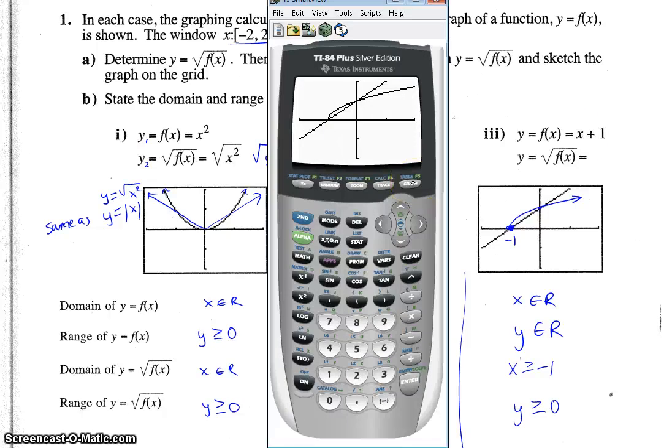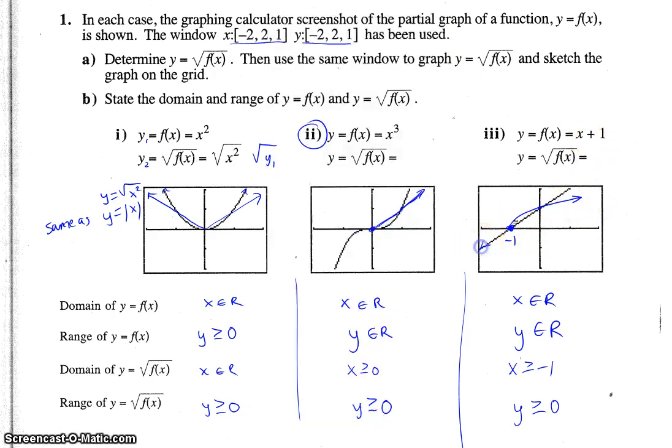Okay, so when we put x plus 1 in y1, and then in y2 it was still the square root of y1, we should have gotten this kind of graph on our calculator. So I've copied that graph onto our page here. Original function, x plus 1, that's a linear function that goes forever left and right, so element of the reals for both domain and range.